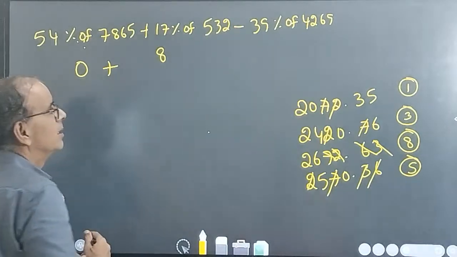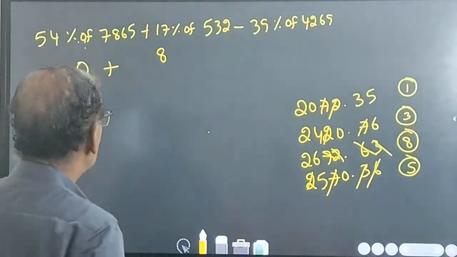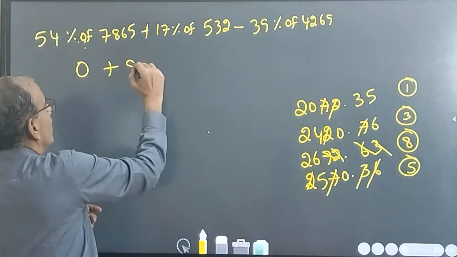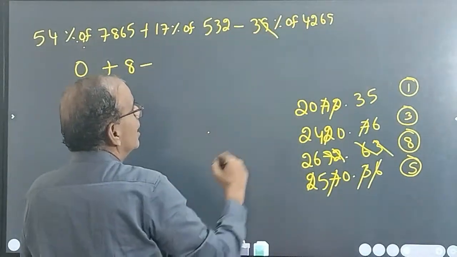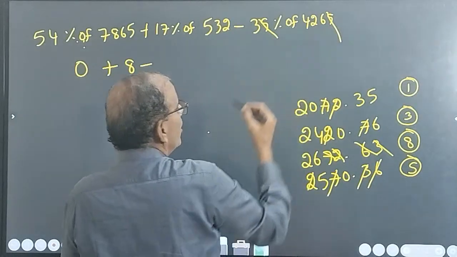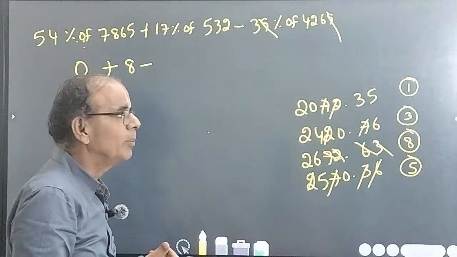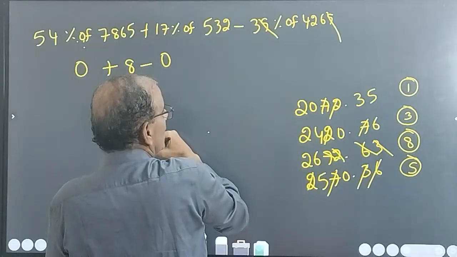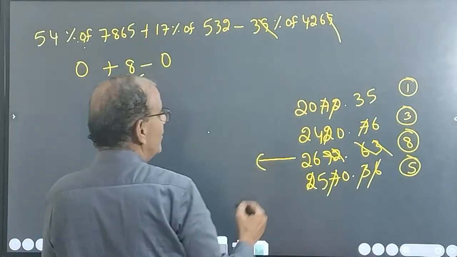5 plus 3, 8. 8 into 2, 8 plus 2, 10. 10 means 1. 8 into 1, how much? 8. That means here 0 plus 8 minus 9. It gets cancelled. 9 gets cancelled. 3 multiplied: 4 plus 2, 6. 6 plus 6, 12. 12 means 3. 3 into 3, how much? 9. That is 0. So my answer should end with what? 8. Which is the answer? This is the answer.